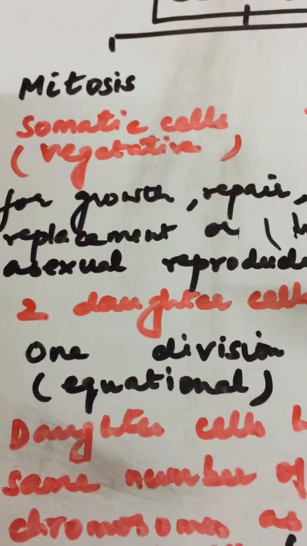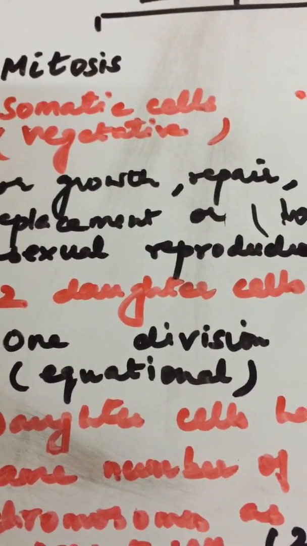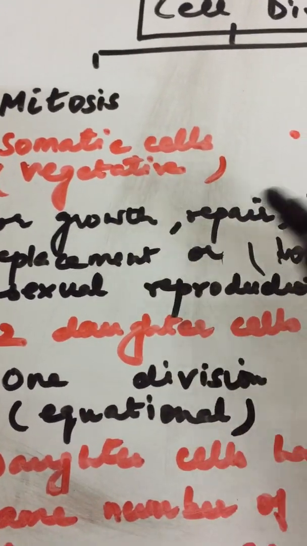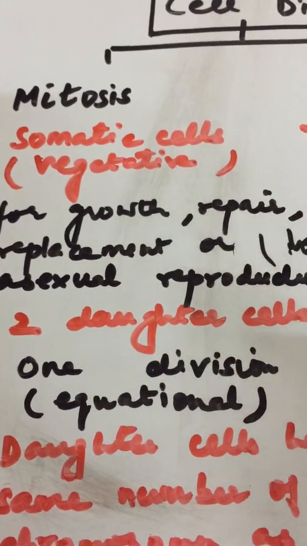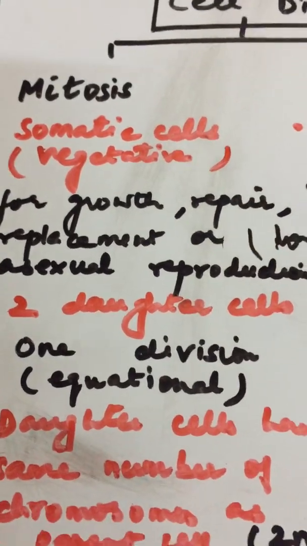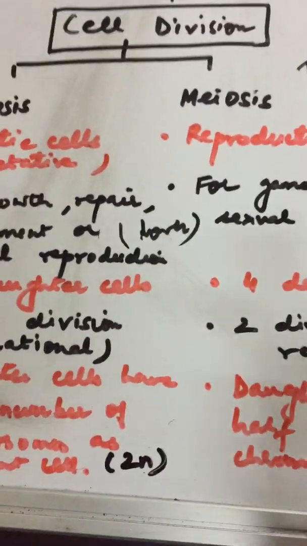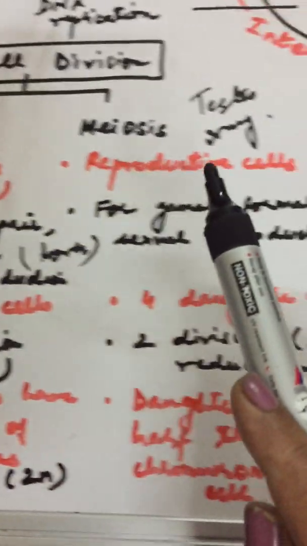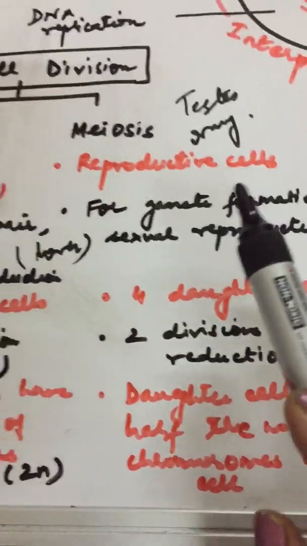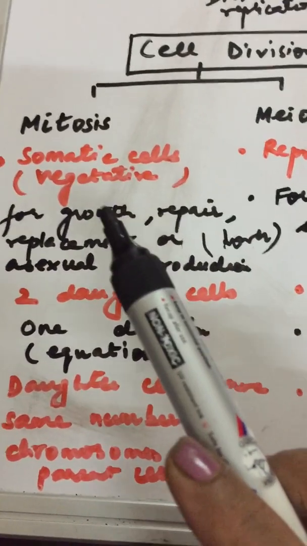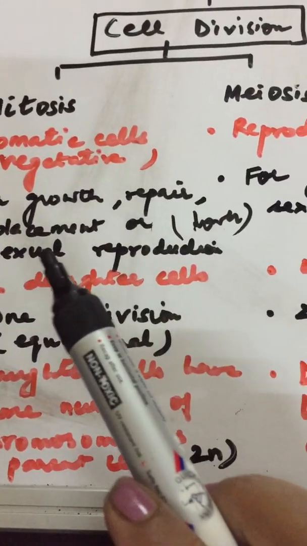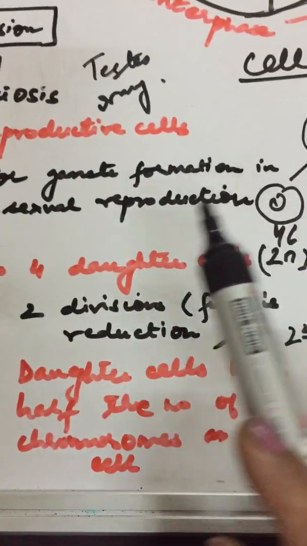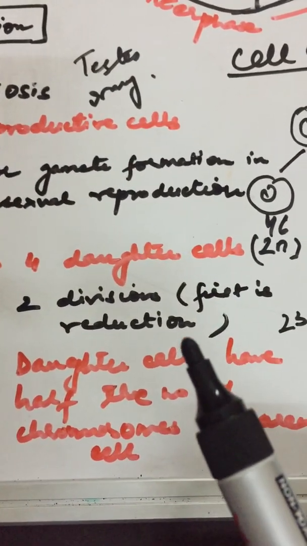Rest everywhere in your body, say your skin gets cut or injured, which division is occurring? Mitosis. For repair, for growth, for replacement of worn out cells, everywhere mitosis. So these are the differences between the two. Site of occurrence: somatic cells, reproductive cells. Purpose: growth, repair, replacement, and asexual reproduction in lower organisms, versus gamete formation during sexual reproduction.